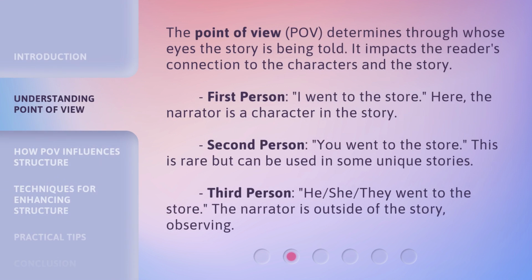The point of view, POV, determines through whose eyes the story is being told. It impacts the reader's connection to the characters and the story. First person: I went to the store. Here, the narrator is a character in the story. Second person: You went to the store. This is rare but can be used in some unique stories. Third person: He, she, they went to the store. The narrator is outside of the story, observing.